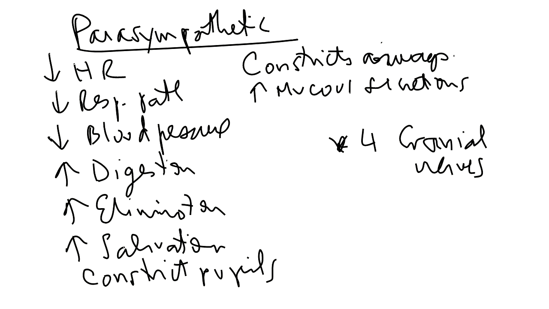Yeah, elimination refers to defecation and urination. So making urine and feces. So because the parasympathetic nervous system stimulates digestion, it will also stimulate defecation. The parasympathetic nervous system will also stimulate voiding from the bladder, so urination. Any other questions?